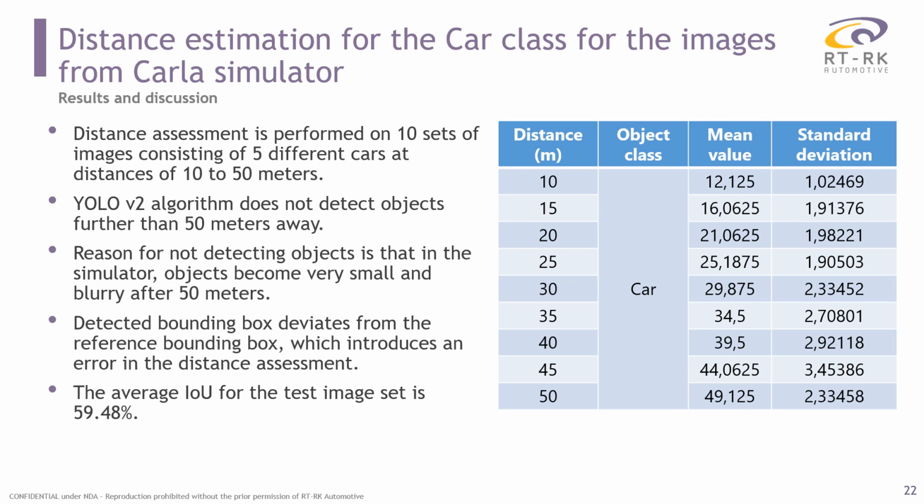The table shows the test results for distance estimation for the car class in Carla Simulator. Distance assessment is performed on test sets of images consisting of 5 different cars at distances of 10 to 50 meters. The Yolo V2 algorithm does not detect objects further than 50 meters away. The reason for not detecting objects is that in the simulator, objects become very small and blurry after 50 meters. The detected bounding box deviates from the reference bounding box, which introduces an error in the distance assessment. The average intersection over union for the test image set is 59.48%.